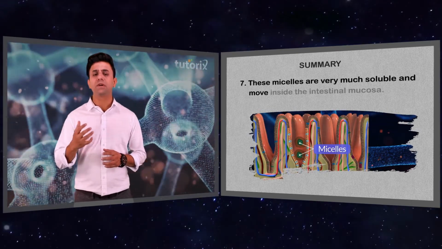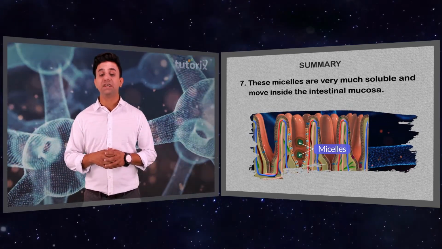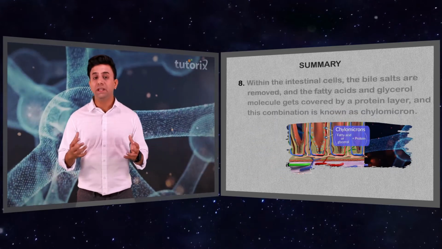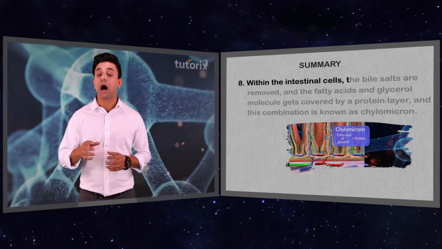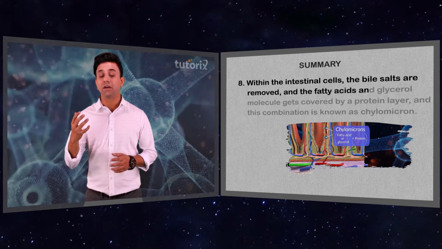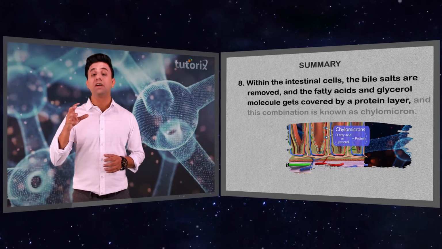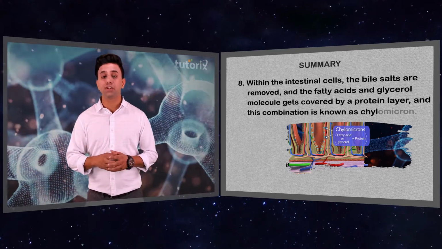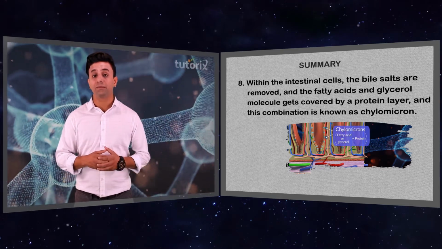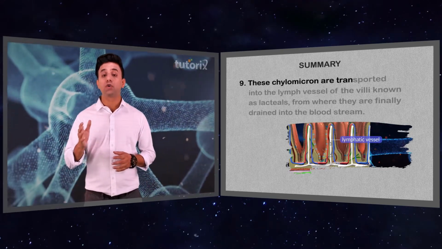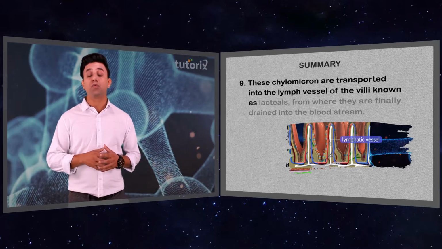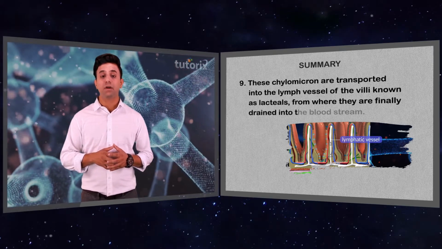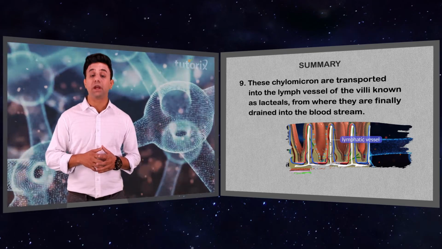These micelles are highly soluble and move inside the intestinal mucosa. Within the intestinal cells, the bile salts are removed and the fatty acid and glycerol molecules get covered by a protein layer, and this combination is known as chylomicron. These chylomicrons are transported into the lymph vessels of the villi known as lacteals, from where they are finally drained into the bloodstream. So friends, till now we have understood the digestion and absorption of food.